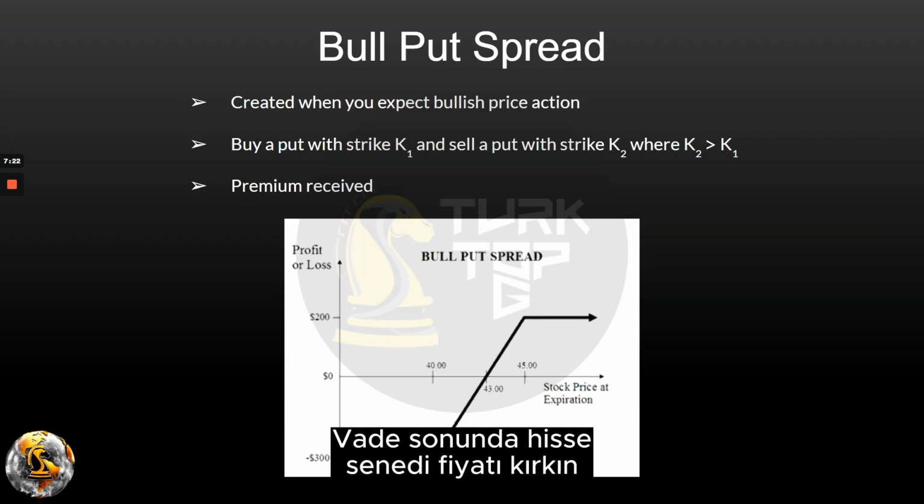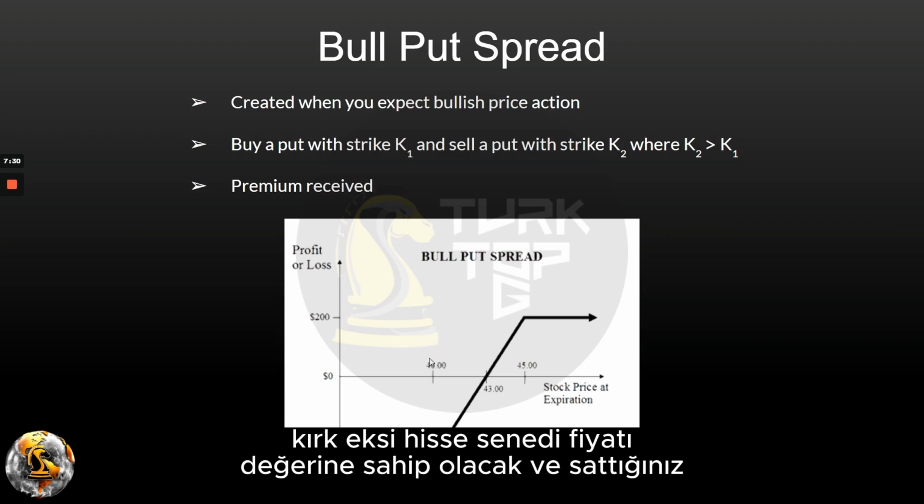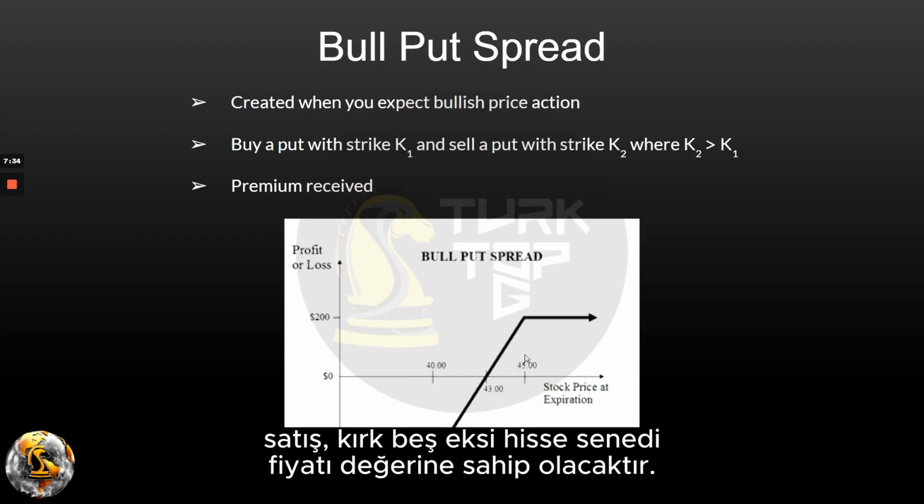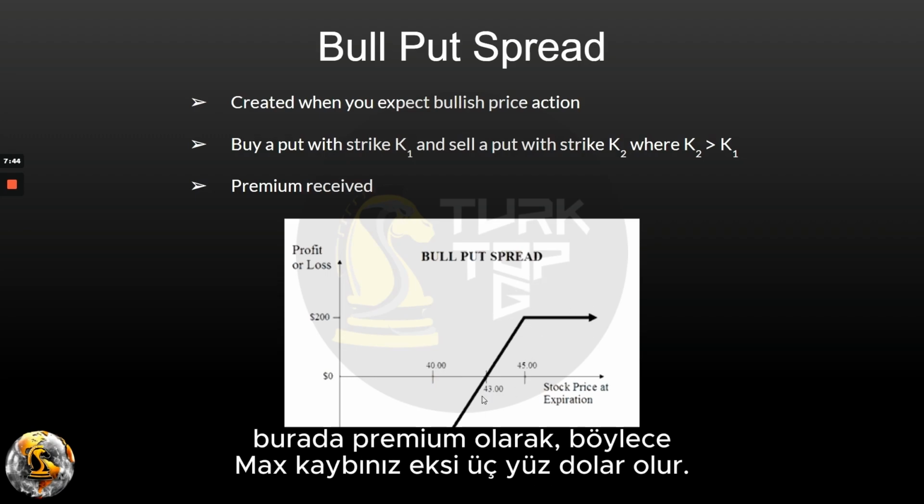If on expiration the stock price is below 40, in that case, the put that you bought will have a value of 40 minus the stock price, and the put that you sold will have a value of 45 minus the stock price. The net value to you would be minus $500. But you got $200 in premium here, so your max loss would be minus $300.